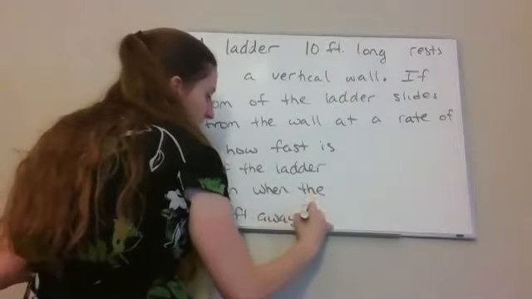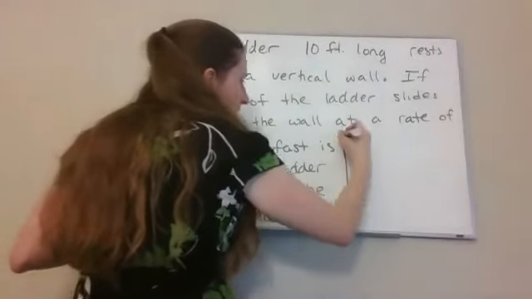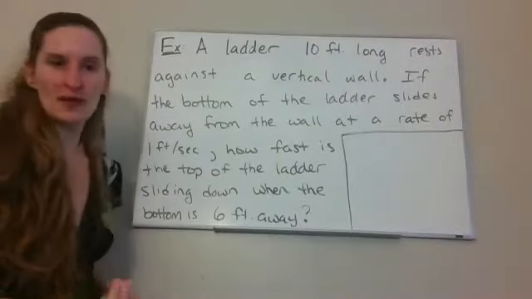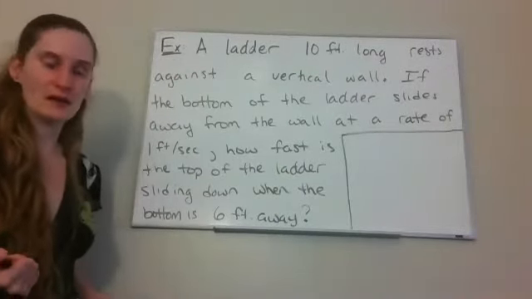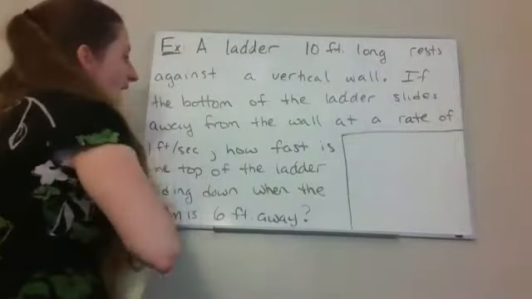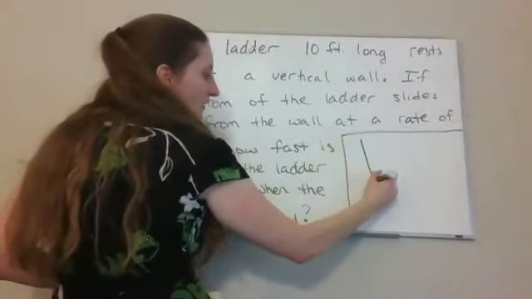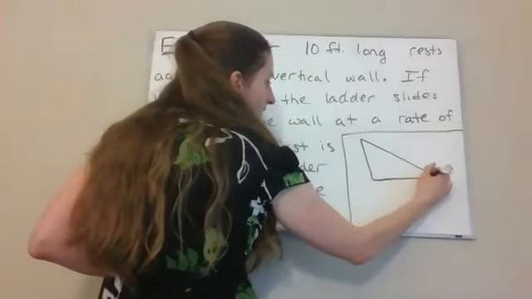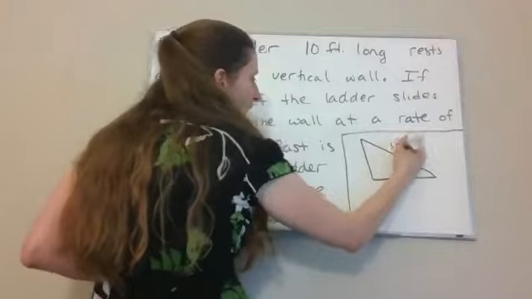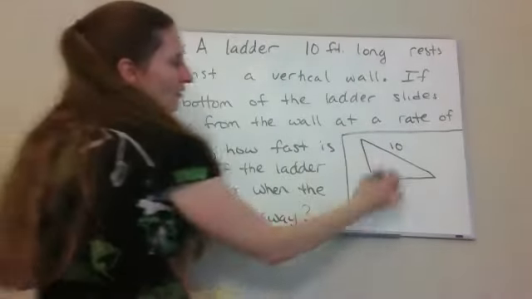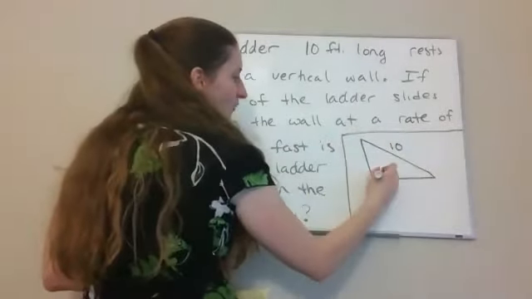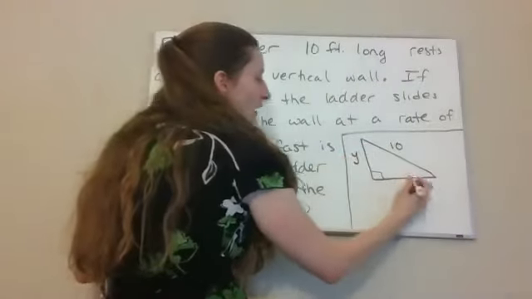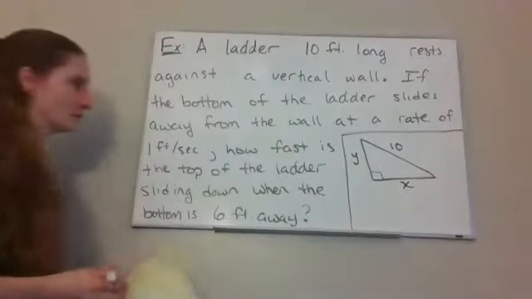All right, so I left that space over there so we can draw a picture and kind of figure out what's going on in this problem. So what we have is a vertical wall with a ladder leaning against it. My ladder is 10 feet long, and the ladder is forming this hypotenuse of a right triangle. I'm going to just call this side of the triangle y and this side x.